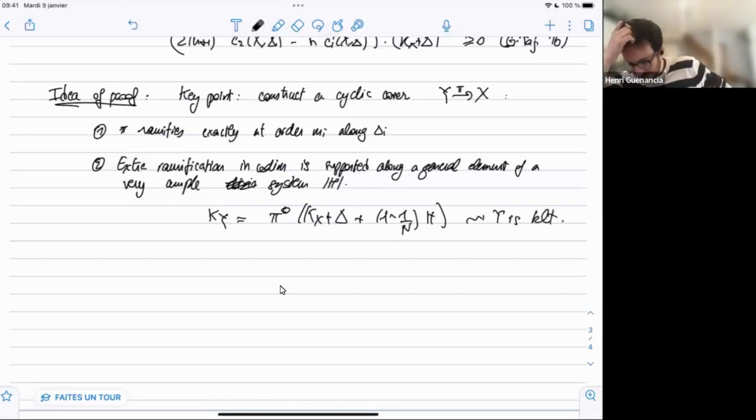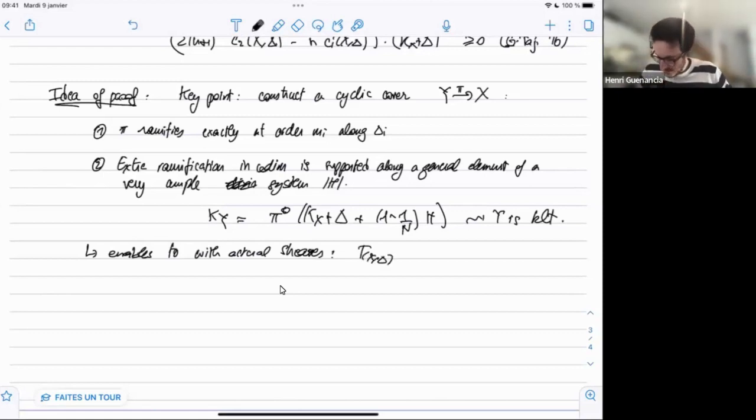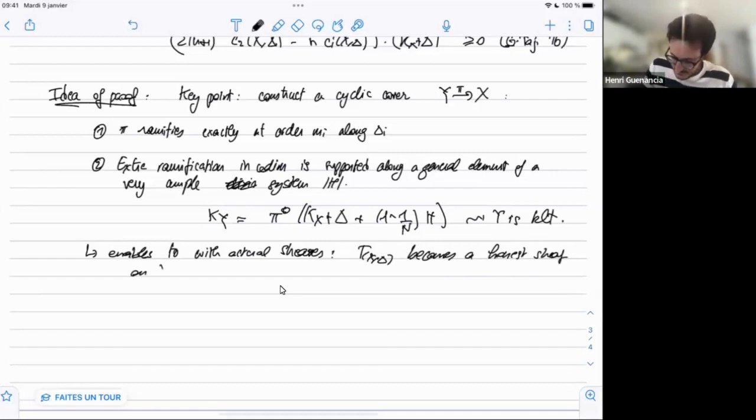And it's important that H has a lot of freedom. H moves in a base point free system. And so this enables us to get rid of all the annoying orbifold stuff of sheaves that are not really sheaves. It enables us to work with actual sheaves. The T_(X,Δ), which is not a sheaf at the level of X, it's an orbifold sheaf, becomes an honest sheaf on Y. Unfortunately, it's not the tangent sheaf of Y because of that extra ramification. And that's part of the problem.